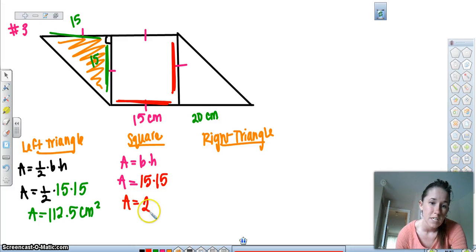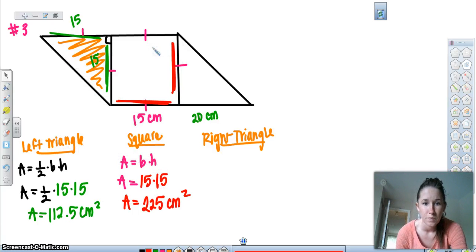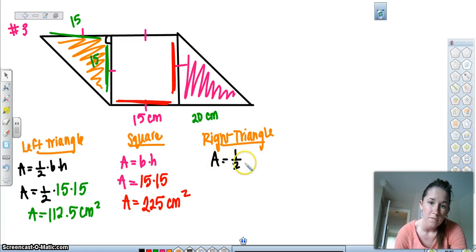15 times 15 is 225 centimeters squared. You can double check me, but 15 times itself is 225. Right, now we have to do the right triangle, so that's this piece over here. We want to use our triangle area formula, 1/2 times base times height.